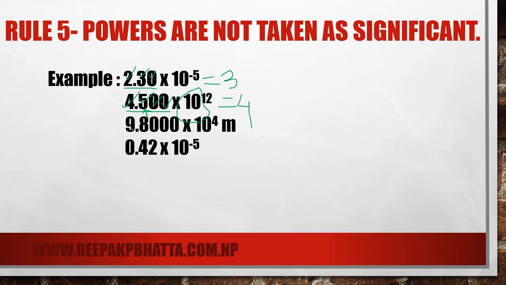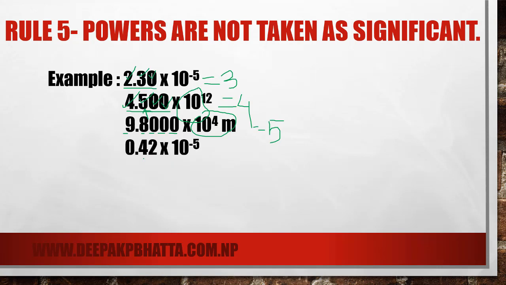And in the third example, 9.8000 into 10 to the power 4, we have 98000. It's 1, 2, 3, 4 and 5. Its significant figure count is 5. That's why this 10 to the power 4 is not to be counted for significant figures.